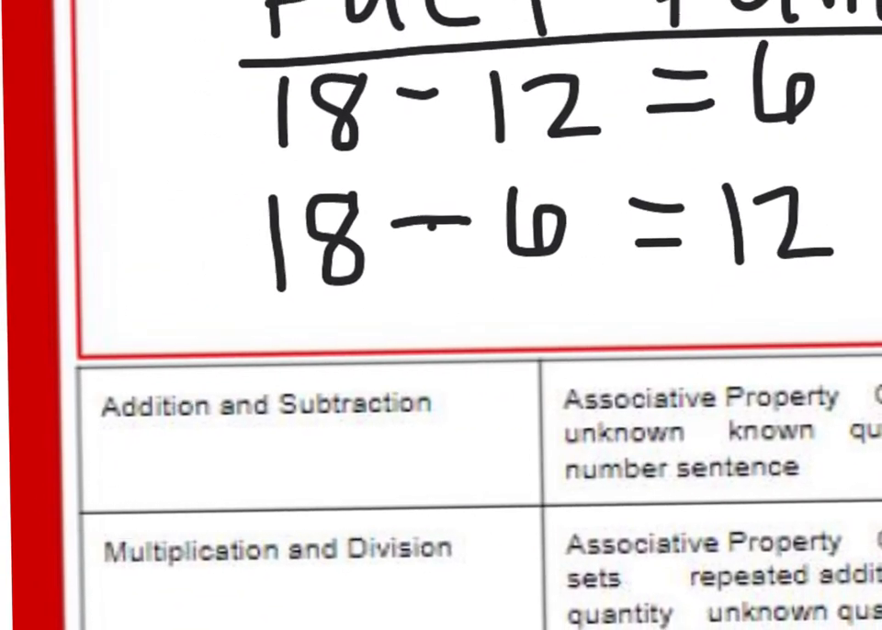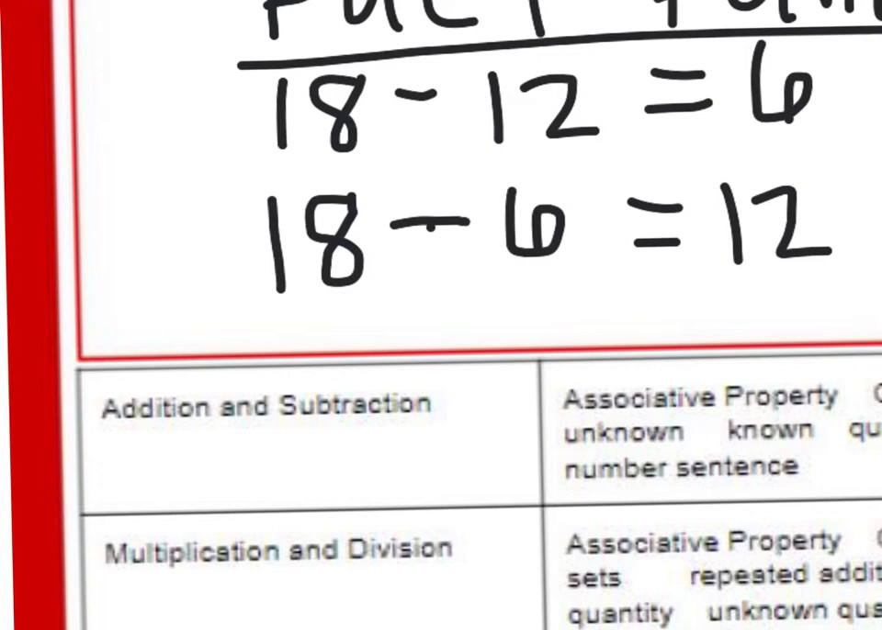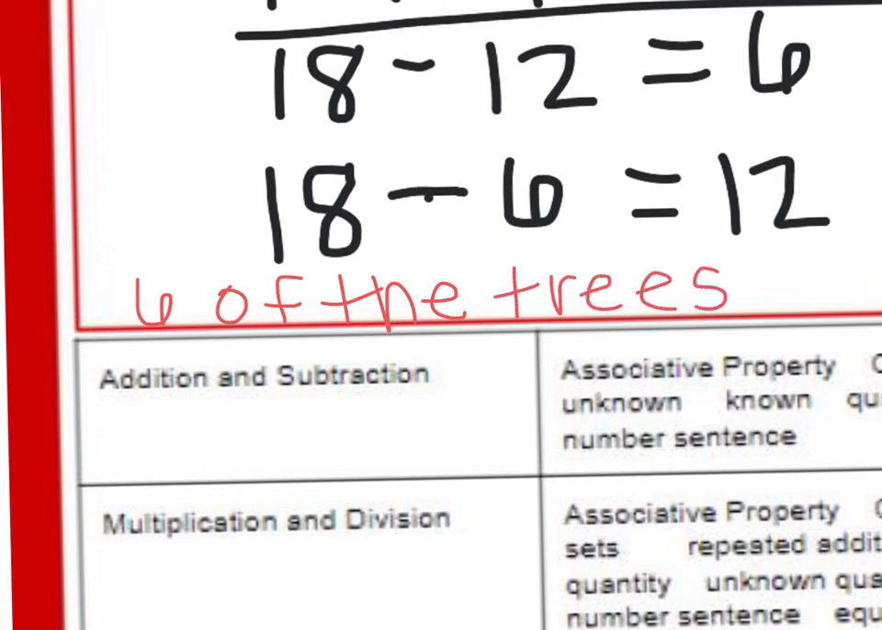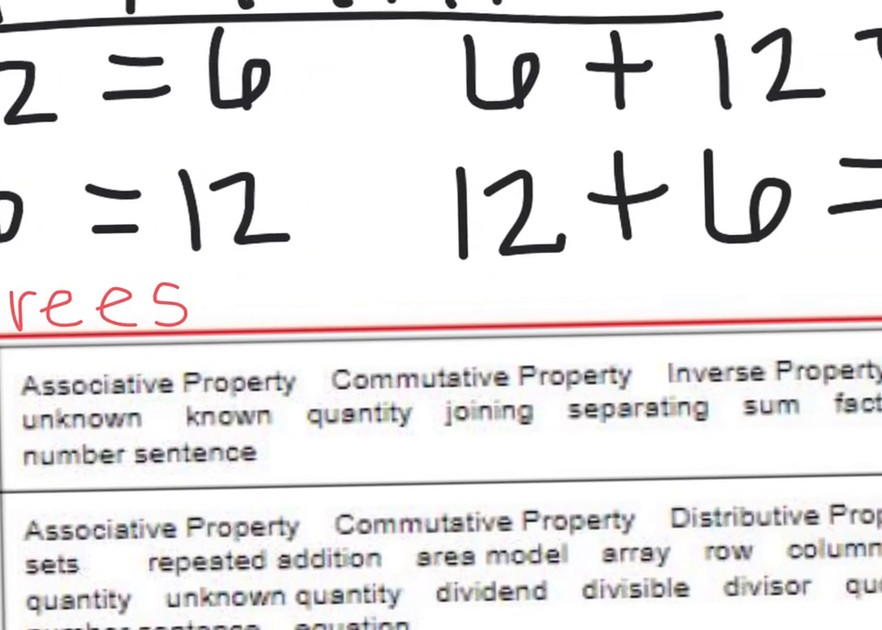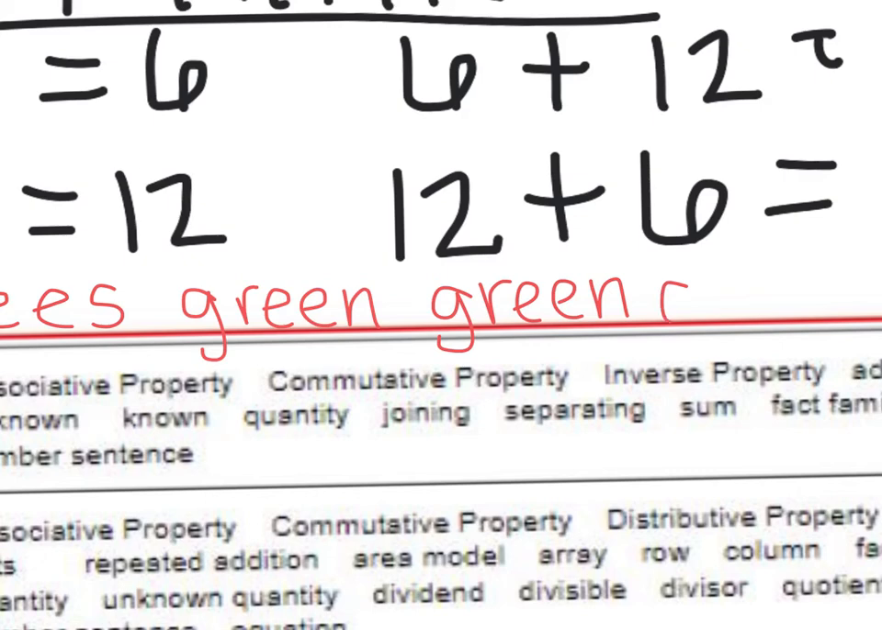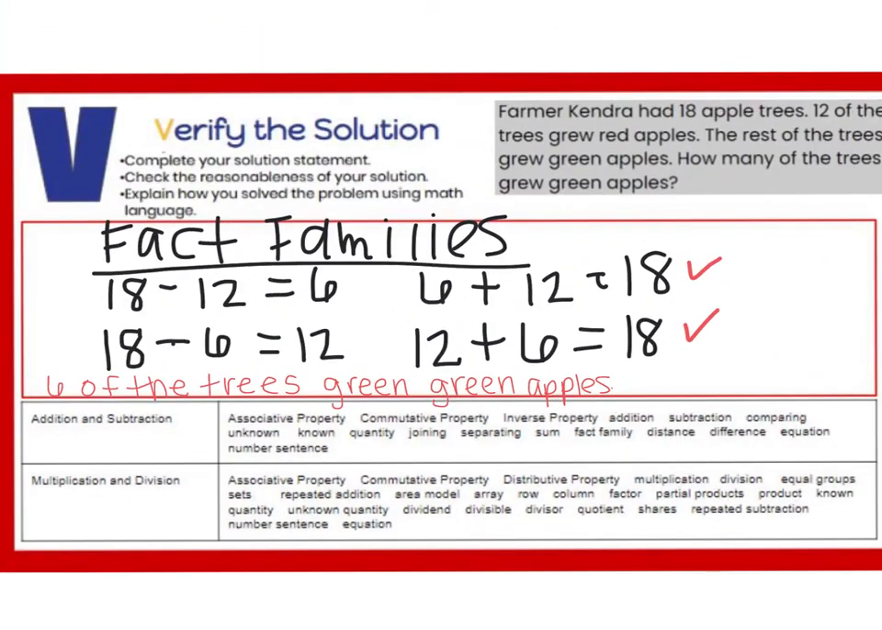And now the last thing that we need to do is write our sentence answering the question. So it says, how many of the trees grew green apples? So we can again use the number sentence that we had at the beginning and say, okay, so 6 of the trees grew green apples. Period. Okay?